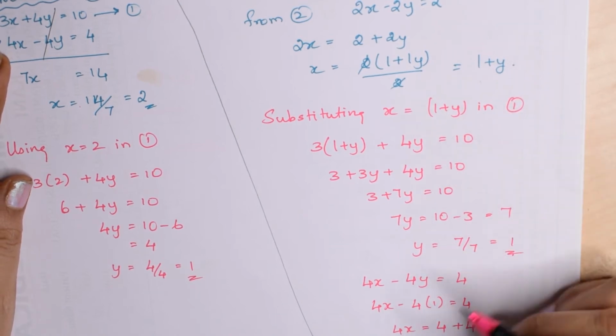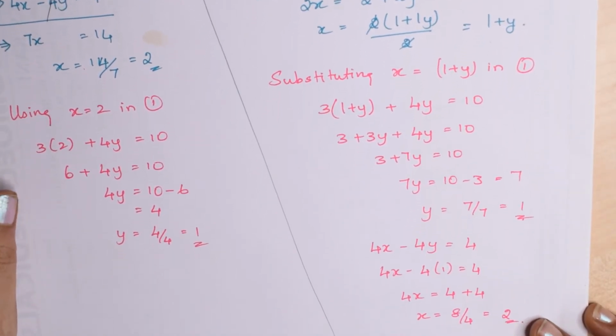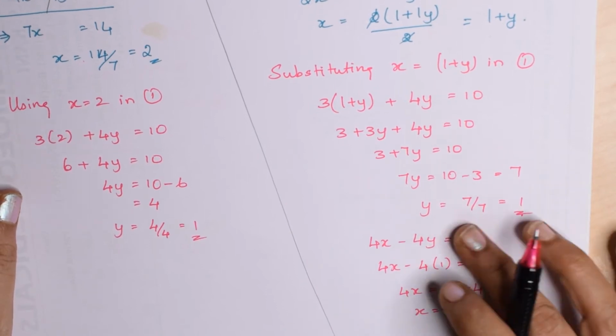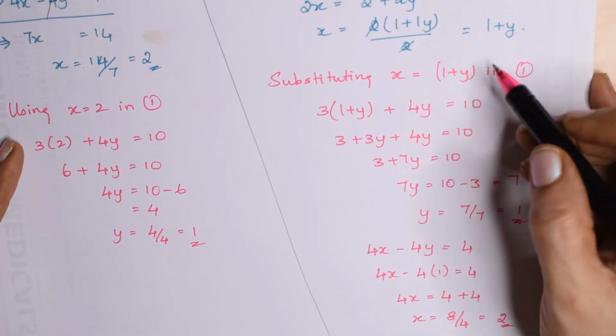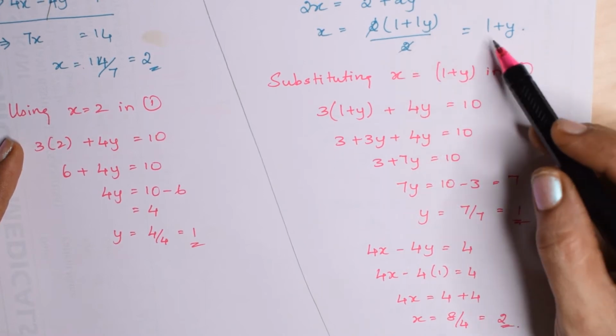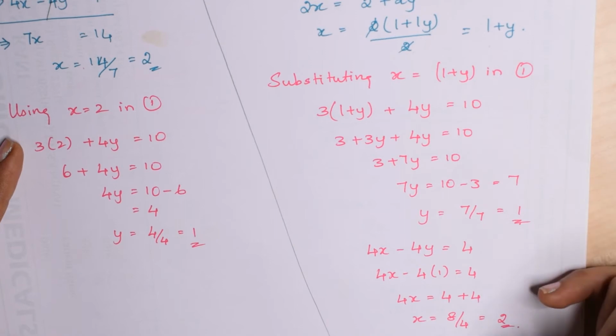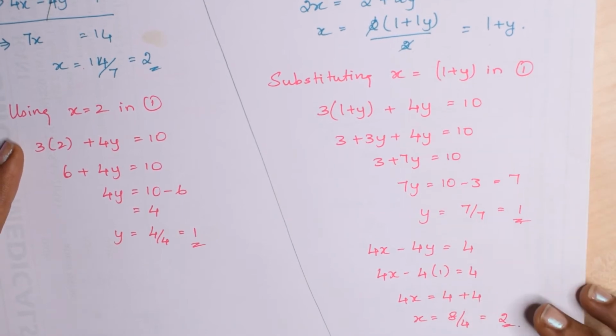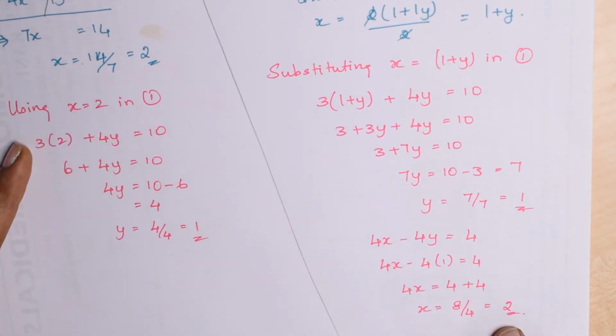I just wanted to show that it's the same in both the ways. That's why I have substituted the value in the equation. Or I can use it here also. x is equal to 1 plus y. Here I can use y's value is equal to 1. 1 plus 1 is equal to 2. There also I can use. But I want you to know how to substitute in an equation. So I have done it here like this.